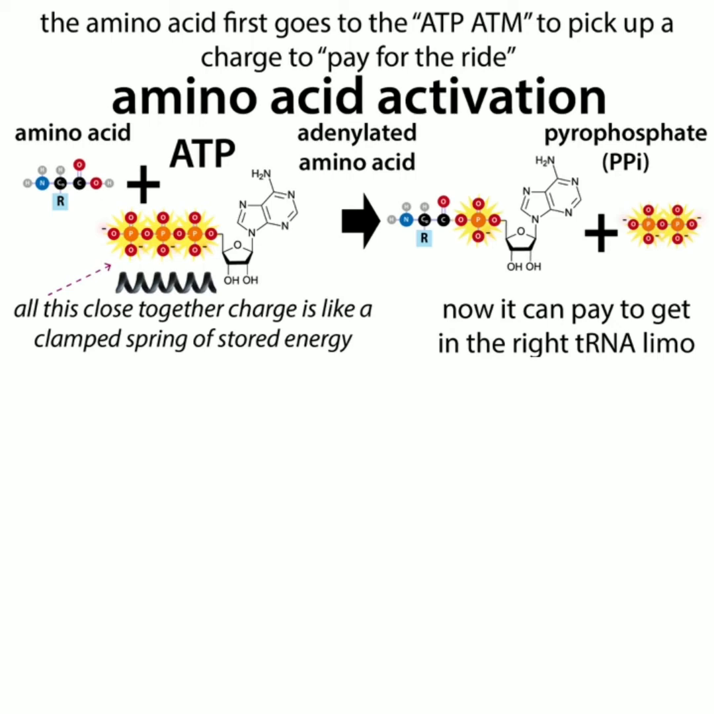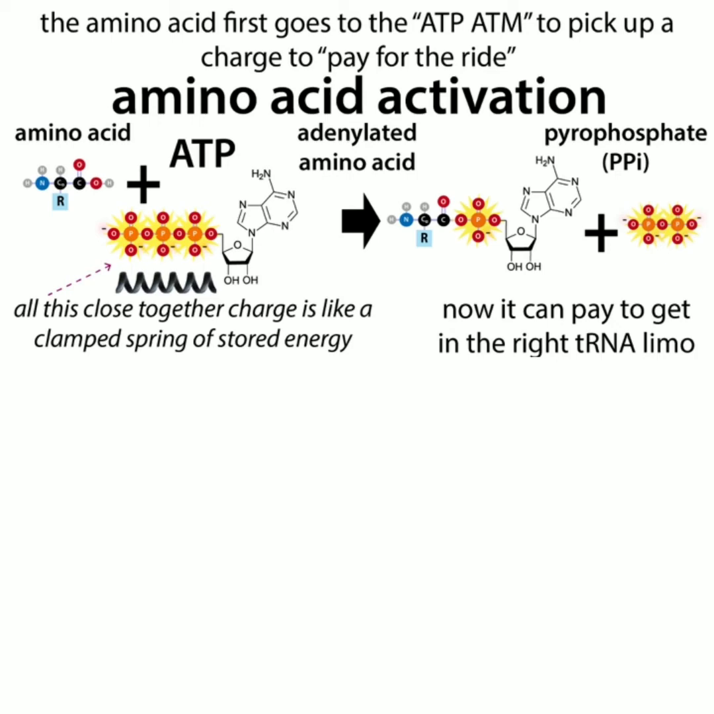to kind of pay for the amino acid's ride into the tRNA. So allow it to get in the right limo. So ATP, we think of it as a form of energy because it has these three negatively charged phosphate groups that are clamped together, kind of like a clamped spring. And so the negative charges don't like to be near each other, so they repel each other. And so holding them together in that ATP group is energetically expensive. So if you break it, you release energy.